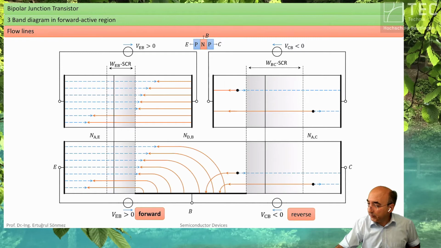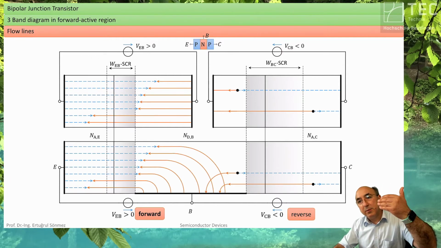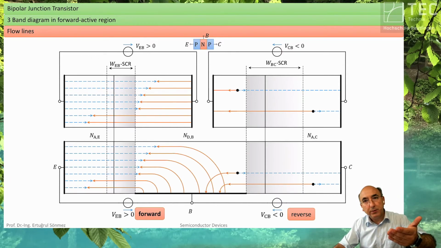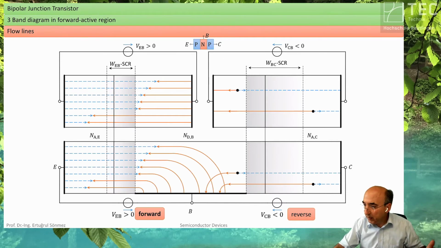And what is flowing here? What we have learned, the minorities at the space charge boundary are flowing through the space charge. And how are these minorities generated? They are generated thermally. Therefore, this generation of electron-hole pairs, and these electron-hole pairs are separated and make a current, but a small current, your reverse current.